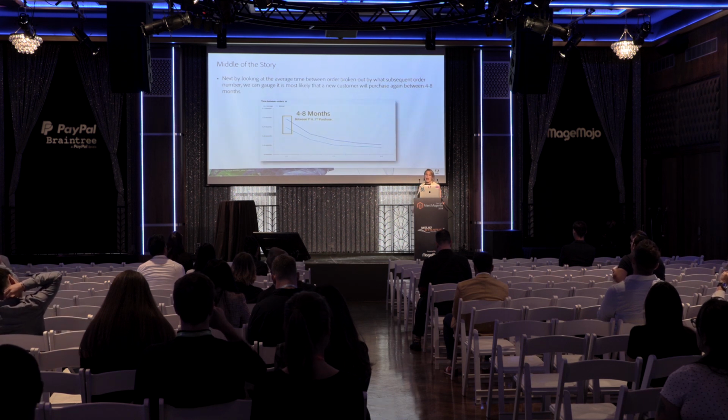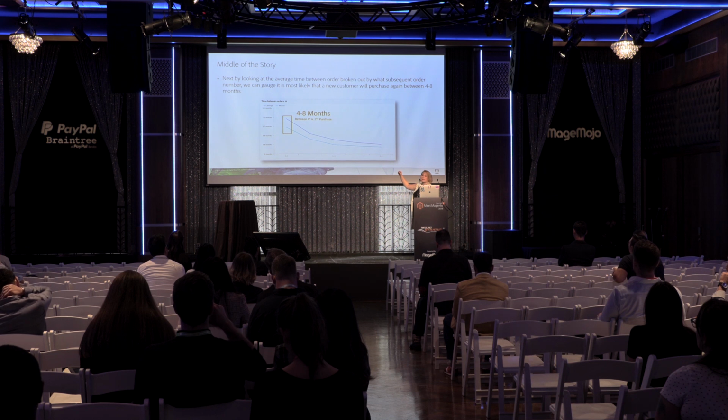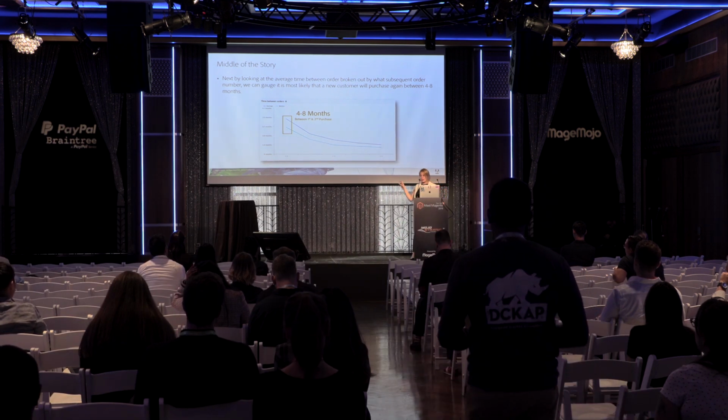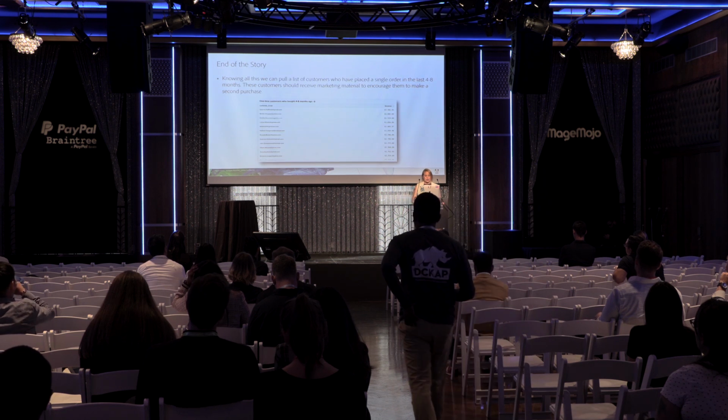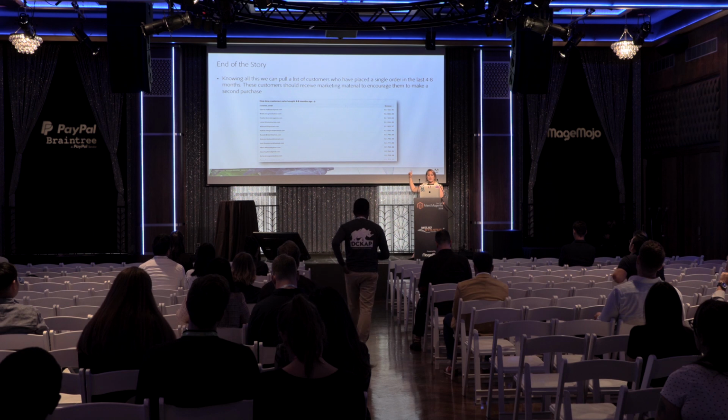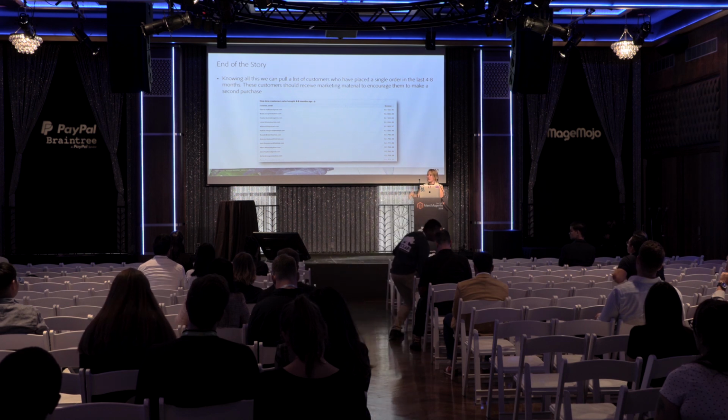Next, I took a look at the average time between orders. The time between first order and second order is about 4 to 8 months. From this, I was able to make a list of emails for these clients who have placed an order in the last 4 to 8 months, who are most likely to convert and make a second purchase.